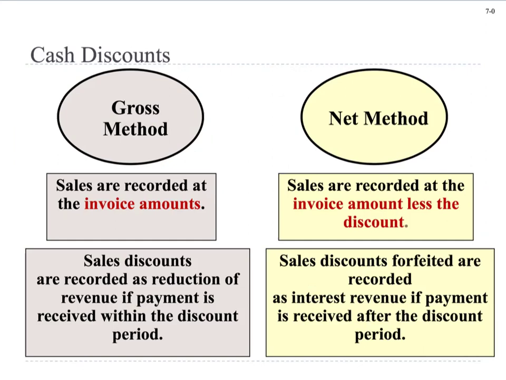All right, now there are two different methods to account for these cash discounts. We have the gross method and the net method. Let's turn to those to see how they're different in the recording of the transaction.